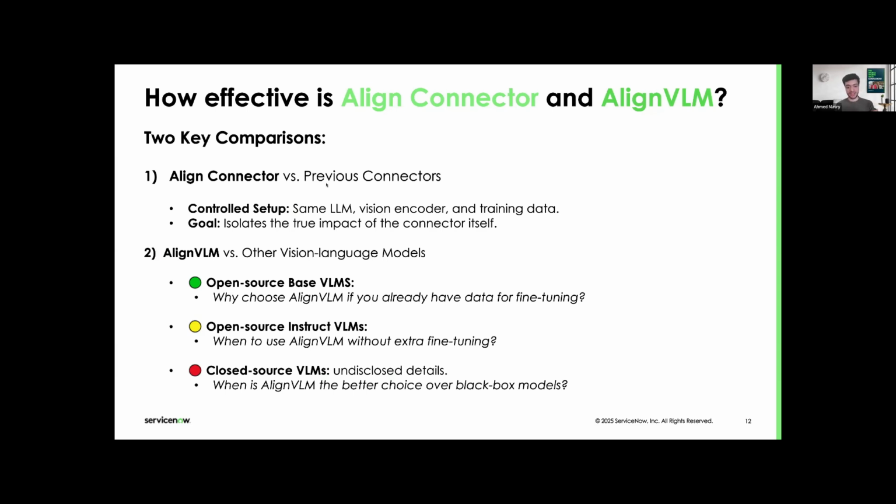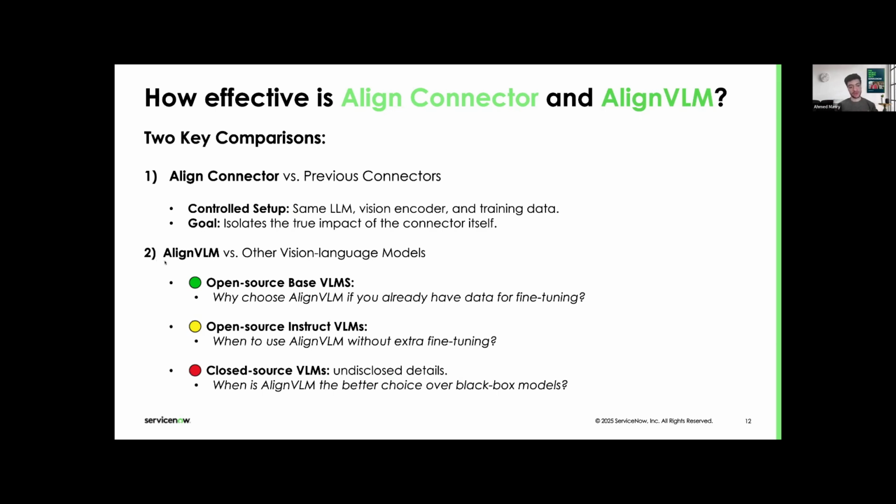We designed an experimental setup where we controlled the setup: we use the same LLM, the same vision encoder, and the same training data. So we train the models under the same configurations, while we only changed the connector. The main purpose is we want to isolate the true impact of the connector itself on the performance while keeping all the other variables in the experiment as fixed as possible.